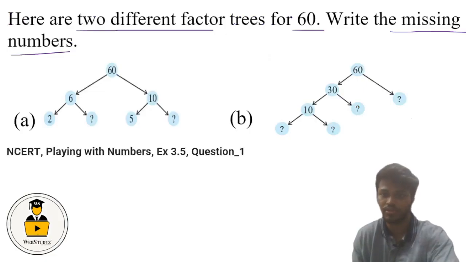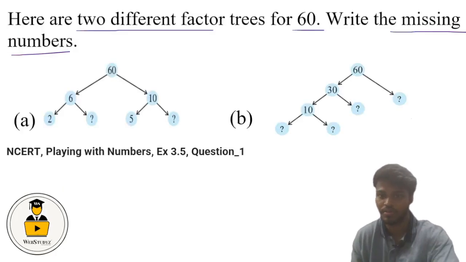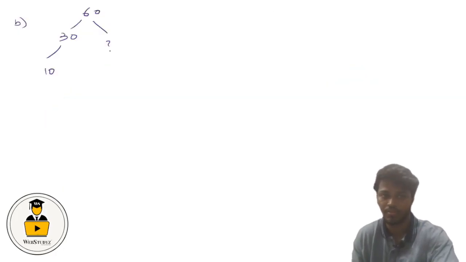Similarly, let us consider the second question. Here we have 60, which is factorized into 30 and a question mark. Then this 30 is factorized into 10 and another number which we need to find out, and this 10 is further factorized into two other numbers which we need to find out.